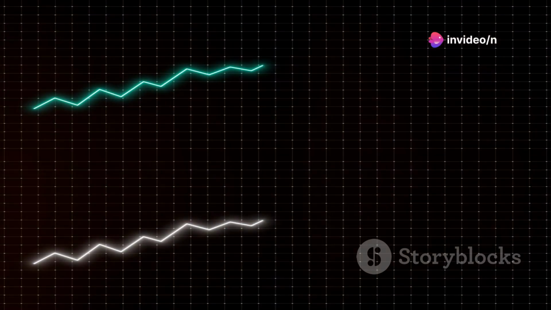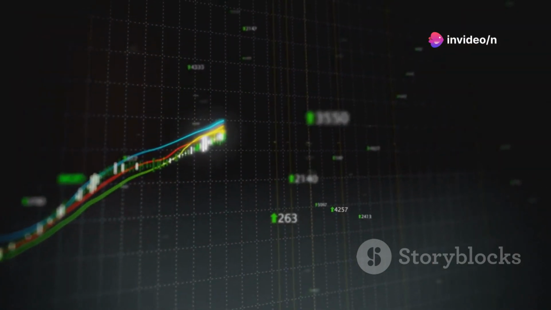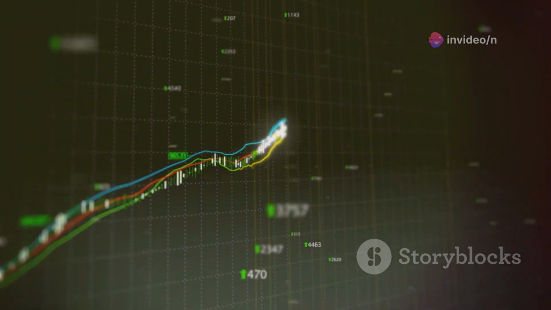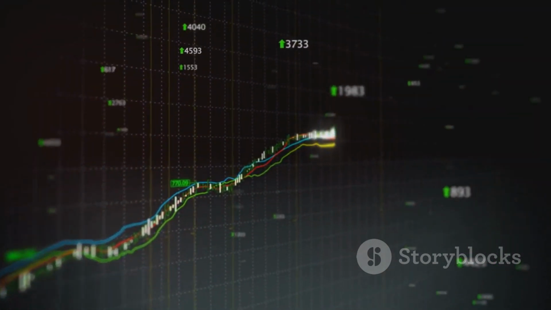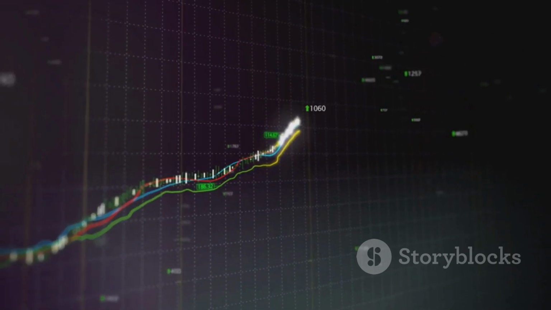If the price breaks above the resistance level, confirming the reversal, you might consider adding to your position or trailing your stop-loss order higher to lock in profits. This strategy can help maximize gains while managing risk.